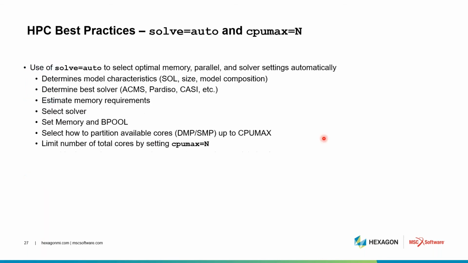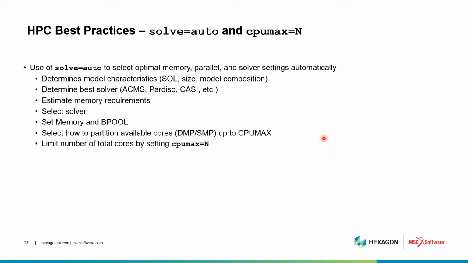So next, moving on to solve equals auto and CPU max equals n. This applies to all the industries. Use solve equals auto to select the optimal memory, parallel, and solver settings automatically from MSC Nastran. It determines the model characteristics from your Nastran input file, looks at the solution, size, model composition, etc., and then determines the best solver for it: ACMS, Pardiso, Cassie, etc.